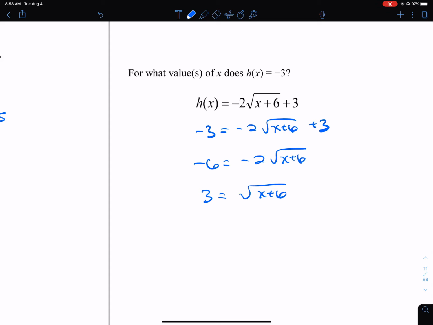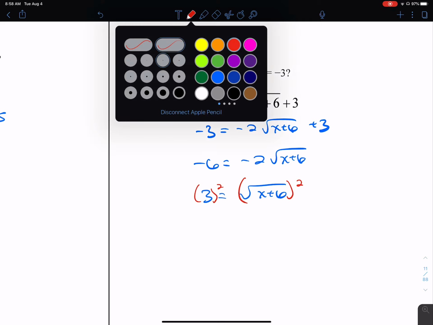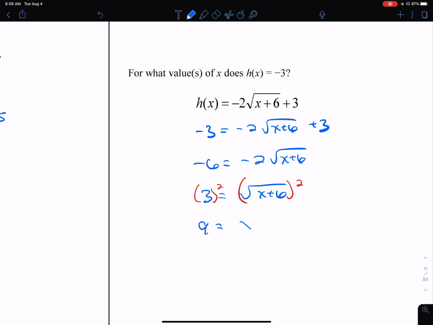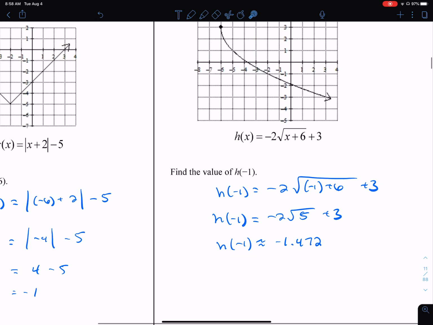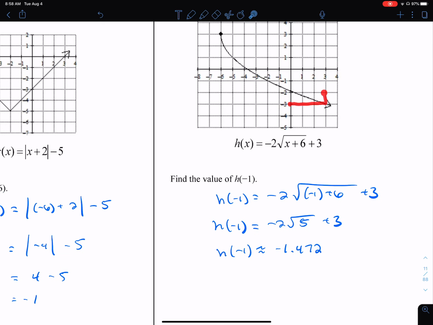Once you've got the square root by itself, then we are going to square both sides of the equation. On the left, we're going to get 9. On the right, we're going to get x plus 6. Therefore, we're going to get x is 3. So let's check. When y is -3, is x 3? Y is -3, x is 3.